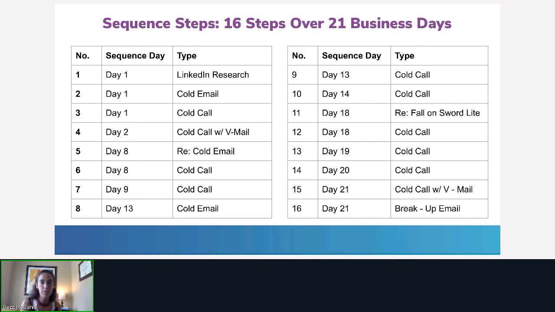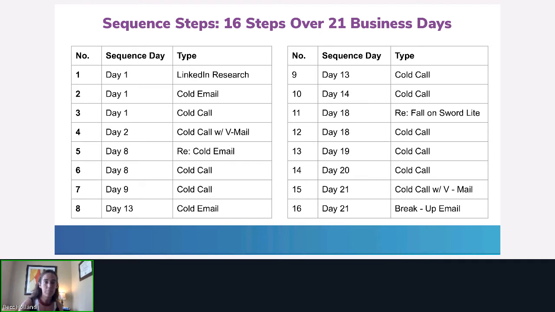We have 5 cold emails, 10 cold calls, and a LinkedIn research step at the beginning. In this LinkedIn research step, we are hunting 3 personalized premises, and we are storing them within Outreach so we can use them to fuel the rest of the sequence. But we have 5 different cold emails, 5 different pods of outreach, if you will, getting more aggressive in terms of time at the end of the sequence.